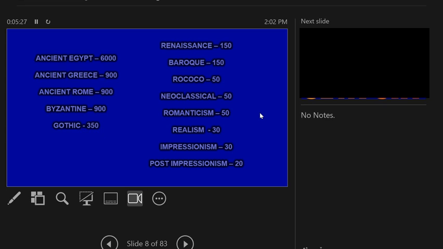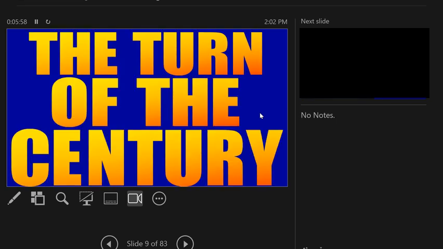Realism is now down to 30 years. Impressionism is down to 30 years. And post-impressionism is down to 20 years. Do you see a pattern? It gets shorter as time goes on. So the pace of innovation gets quicker and quicker. Some of these movements that we're going to be looking at last only a couple of years, but they're very important as other artists and other art styles are influenced by them. So that's why we study them.